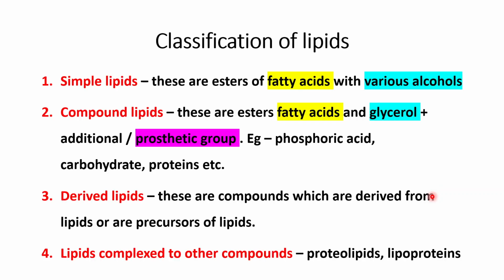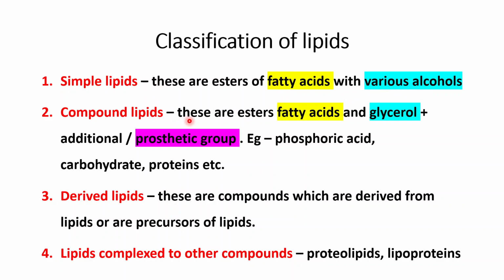Lipids are basically classified into four different types. The first one is simple lipids, then compound lipids, derived lipids, and lipids complexed to other compounds. So what are simple lipids? Simple lipids are esters of fatty acids with various alcohols. So simple lipids have fatty acids in ester formation with various alcohols.